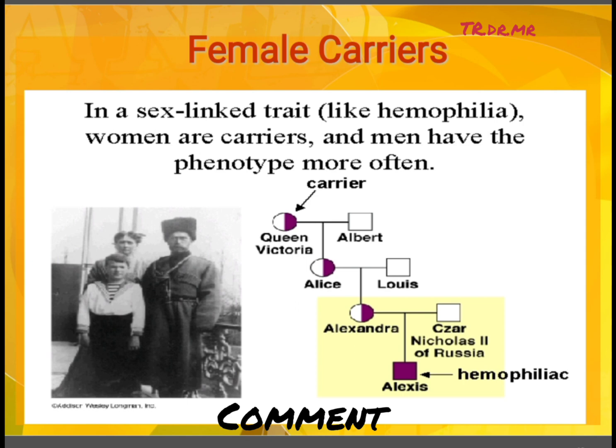Why? Because in females, in case the defective gene is present on one homologous chromosome, on one X, the normal gene will cover up and mask the negative effect of this other gene. And that is why you will end up with females being carriers.